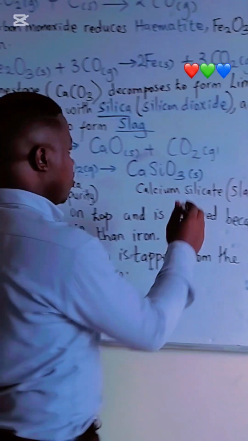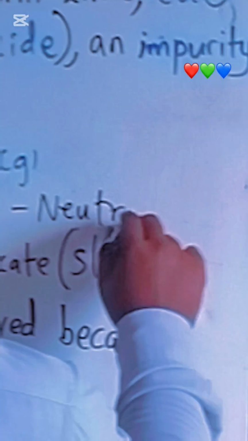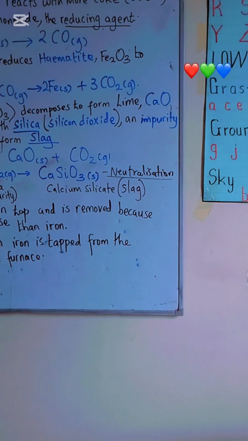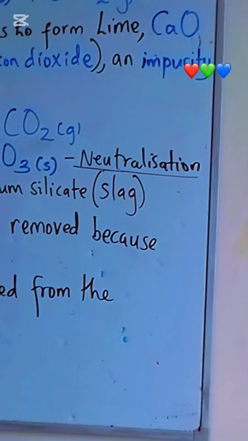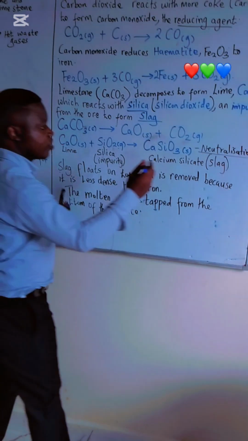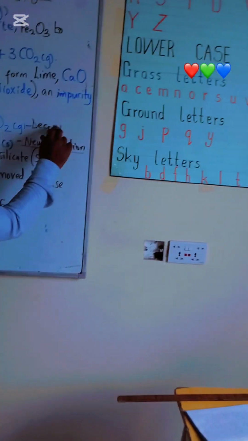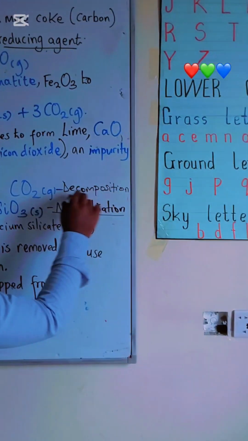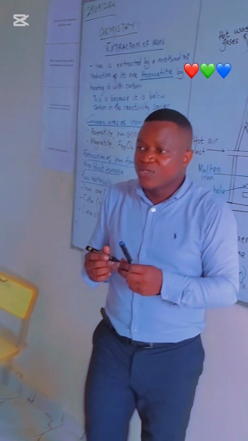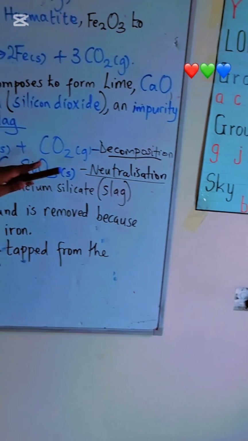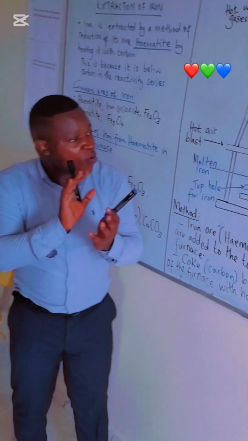We have to know that this one is a neutralization reaction. Okay, we have said the breakdown of limestone is a decomposition reaction. I want you to add these words on your equations. This one is a decomposition reaction. Write it there. Decomposition. A decomposition reaction is a reaction in which heat is used to break down a compound. So the breakdown of calcium carbonate to form calcium oxide and carbon dioxide is called a decomposition reaction.